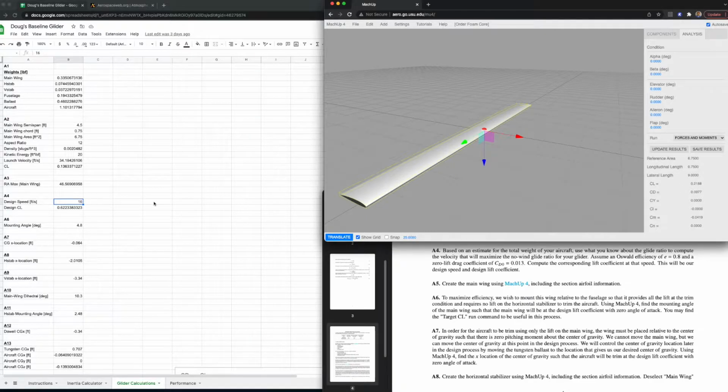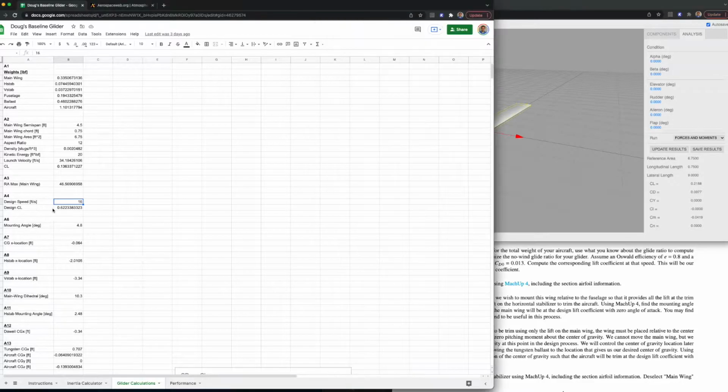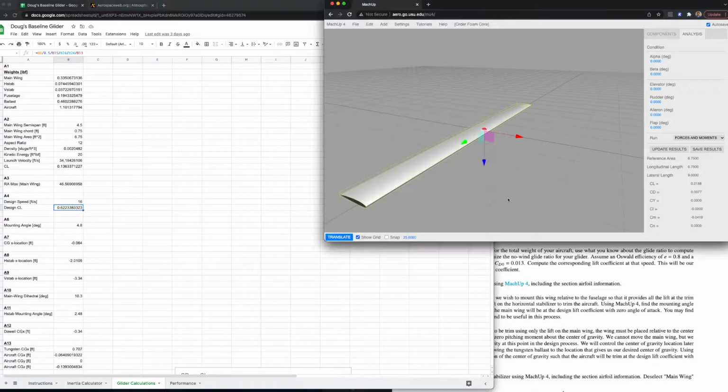0.2188. Well, back here in our design spreadsheet, we were saying that we want to design this to be at a lift coefficient of 0.622. So that means that we need to increase the mounting angle here. This needs to be at a higher angle of attack because lift goes up with angle of attack. So we need to increase the mounting angle of the main wing.